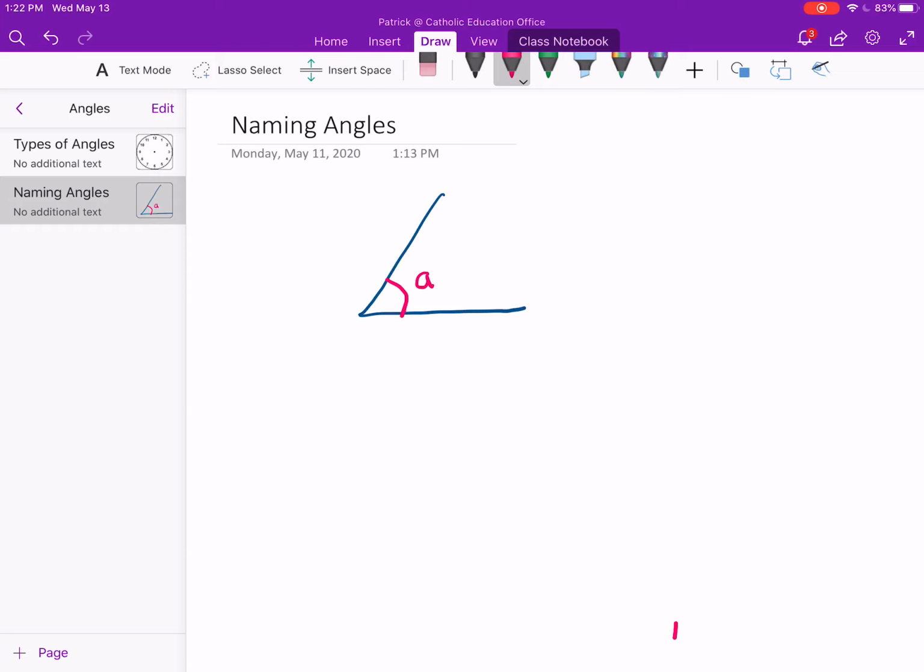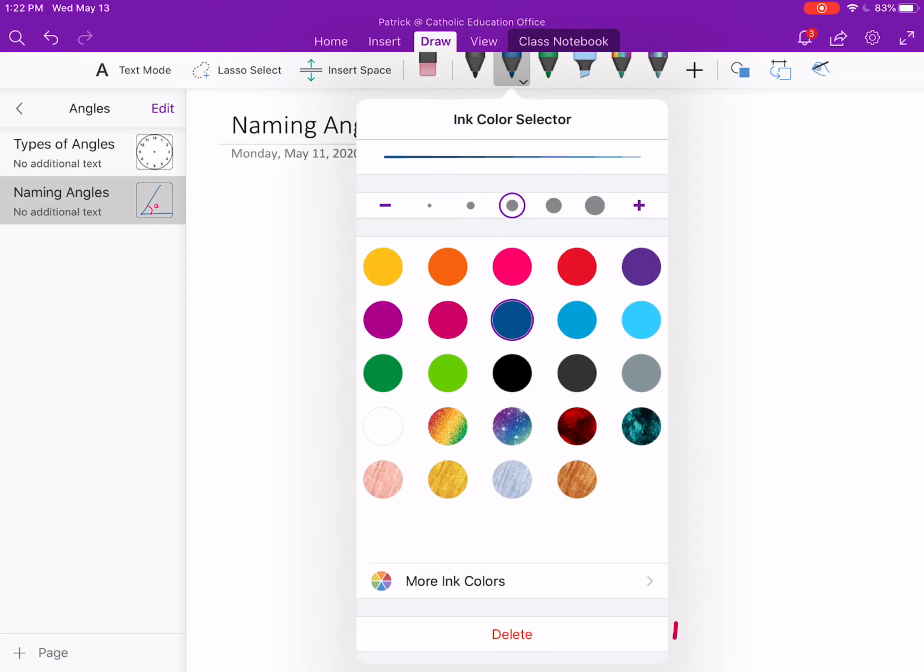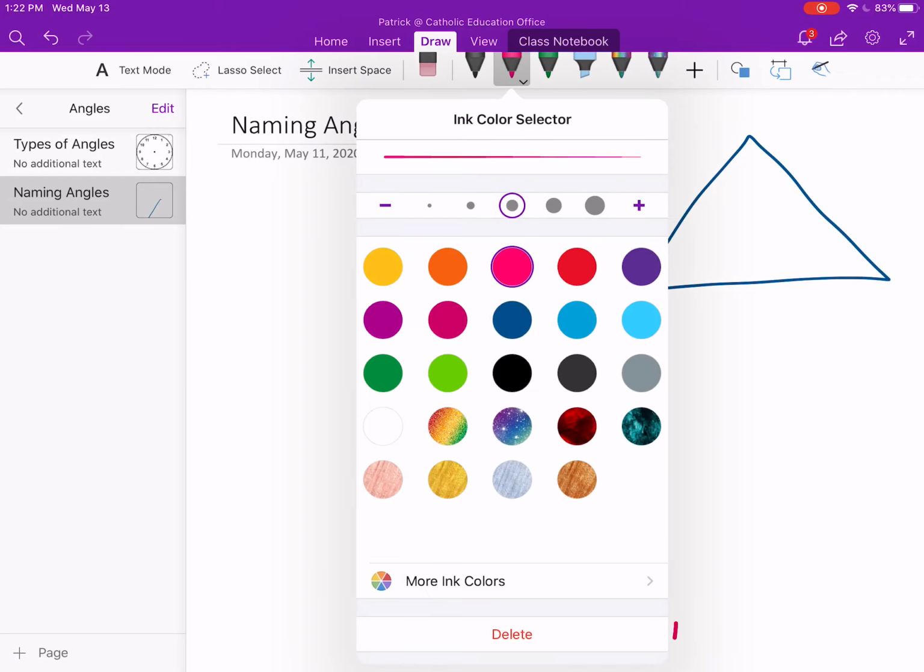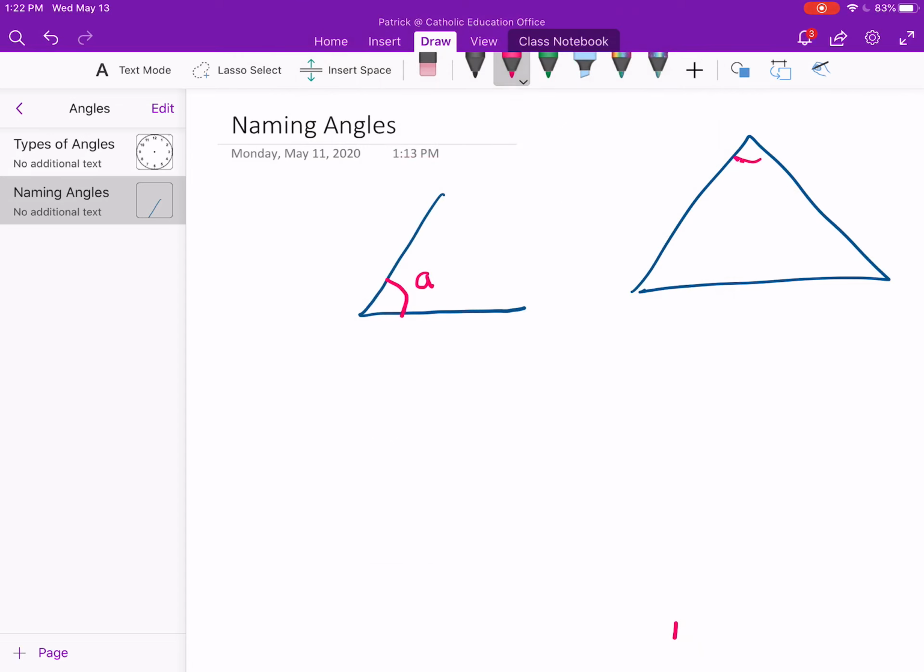So if I had a shape like this, and I marked in the angles like this, then I might just call this A, B, C. Kind of try to go in order of the alphabet, really. So A, B, C. So this angle here is A, this angle here is B, and this angle here is C.